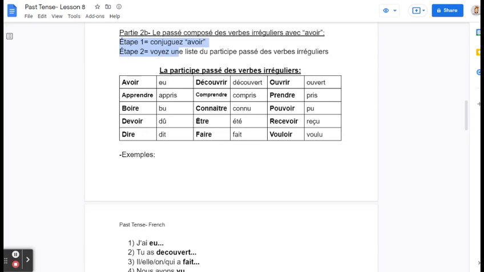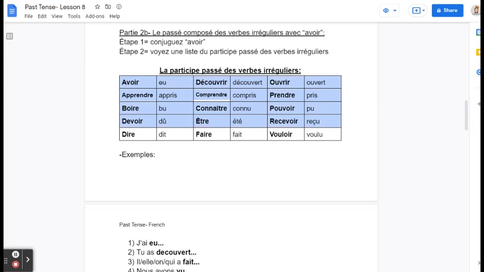Partie B, le passé composé des verbes irréguliers avec avoir. There are two steps as well. You're going to conjugate avoir in relation to whichever subject pronoun you're using. And then step 2 is to look at a list of the past participles of the irregular verbs. You can find this online, and I have also provided some examples here. These are not all the irregular verbs, of course, but these are the basic ones that you should memorize and ones that you will see most often.